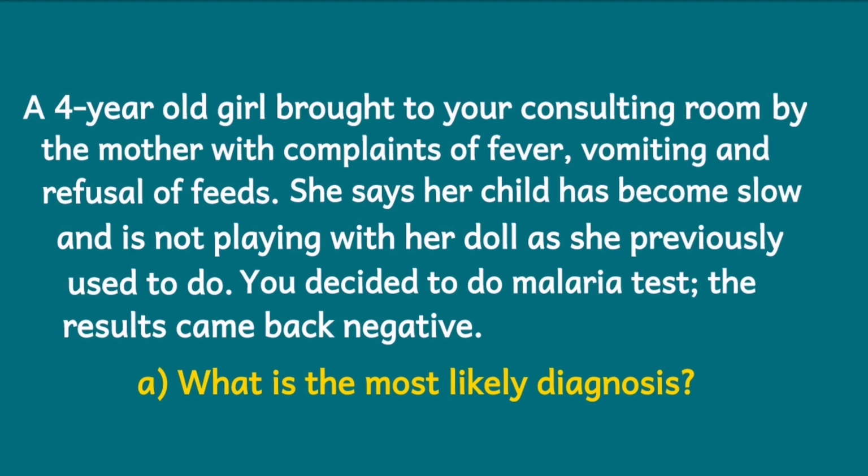Very good. And so for this case, the relevant information include: 1. She is a 4-year-old girl. 2. Came with complaints of fever, vomiting, and refusal of feeds. Then another important term is that she has become slow and is not playful like she used to. Very importantly, the malaria test done is negative. Now, what is the most likely diagnosis? The answer to this question is enteric or typhoid fever.